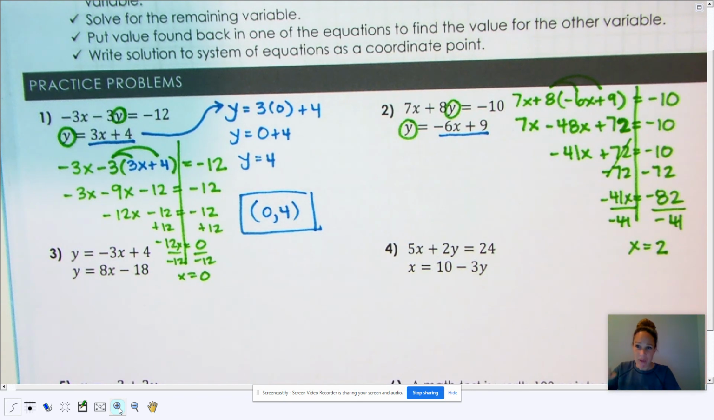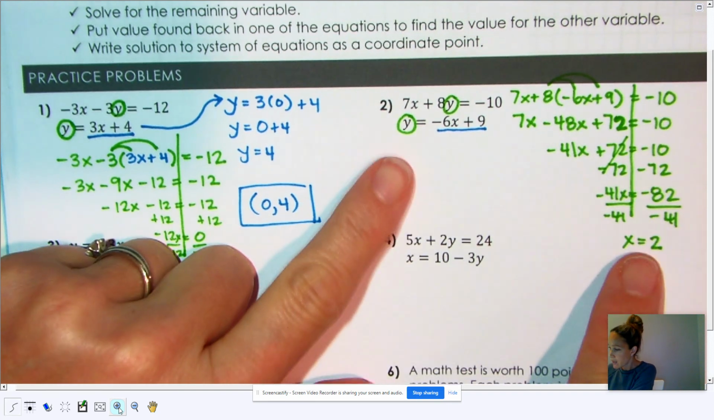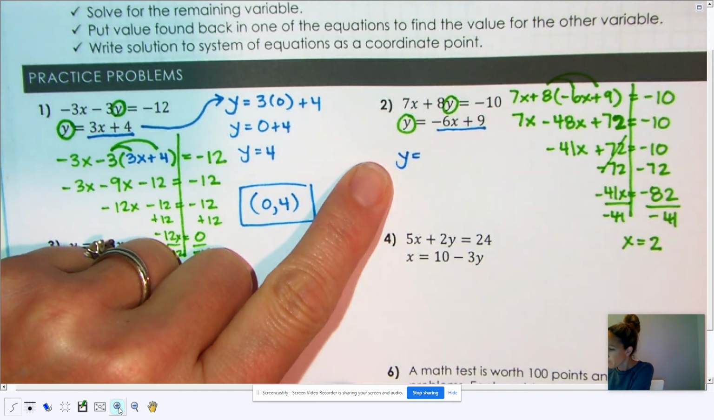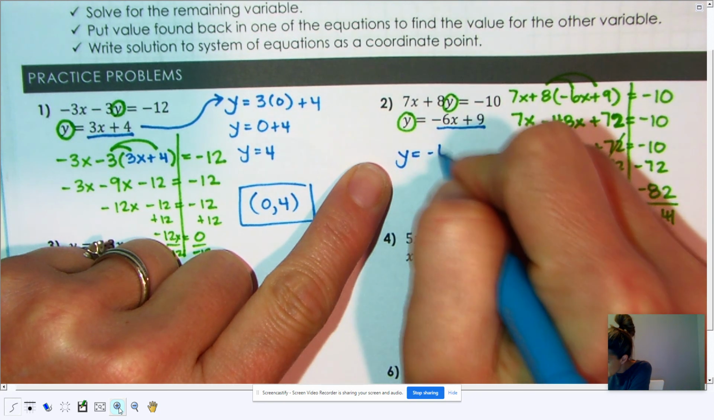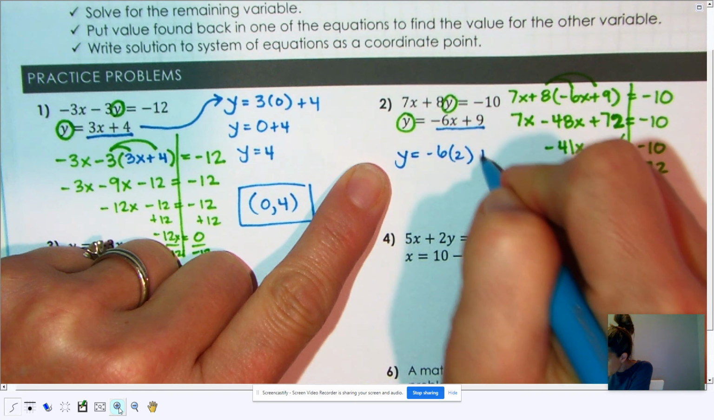Okay, now we're going to take that and plug it back in because remember, this isn't our whole answer. That's just our x value. So I'm going to plug that back into this equation. So I'm going to write y equals, and then I have negative 6. Instead of x, I'm going to put a 2 there, and then plus 9.